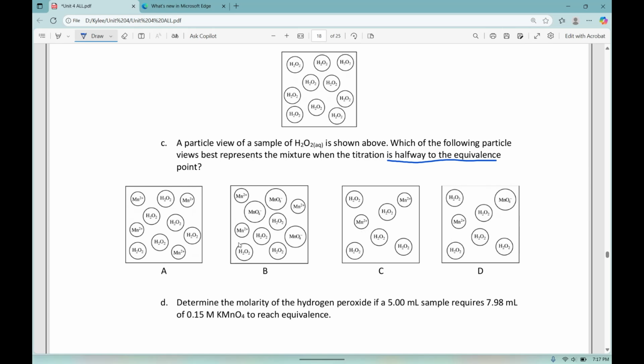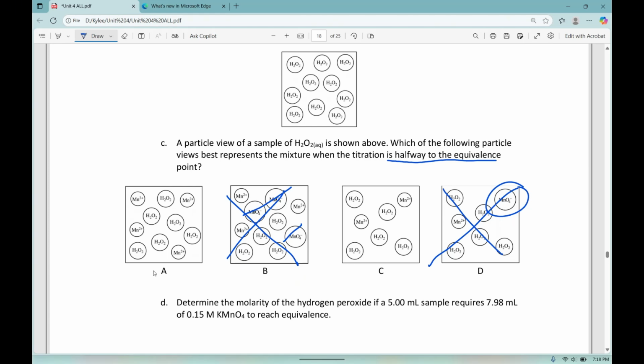Now, looking at my options, I can automatically eliminate B because we have some of our permanganate ion, and we know that that goes away when we titrate. So that gets reacted away. So I'm going to eliminate both B and D because of the presence of that permanganate ion. That's a reactant and it's reacting with the peroxide to form the Mn.